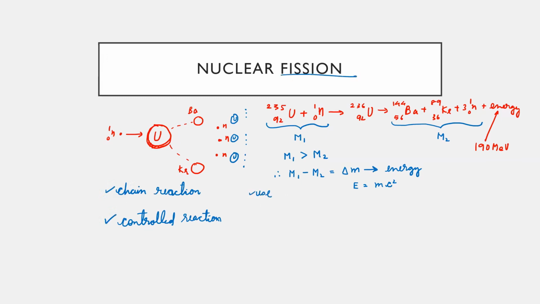What is the use of nuclear fission? Obviously, the first use is power generation. All the nuclear power plants use fission. And of course, the other use is destructive, where nuclear bombs are used, which is also called an atom bomb. So they are the ones using nuclear fission.